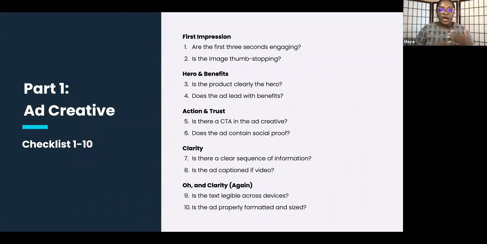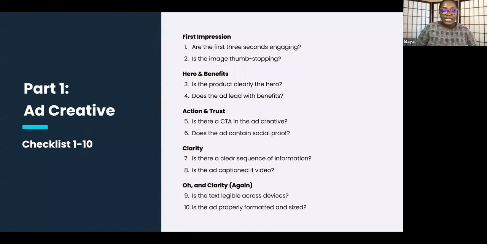So a quick rundown of what we're going to talk about. First impressions. Are the first seconds engaging? Is the image thumb stopping? You're going to want to grab the audience's attention. They are dying to be entertained when they're on these platforms where we're advertising. That's why they're on the platform. And so you have to understand and strategize what you can give them that's not like anything else that they're seeing on their feed.